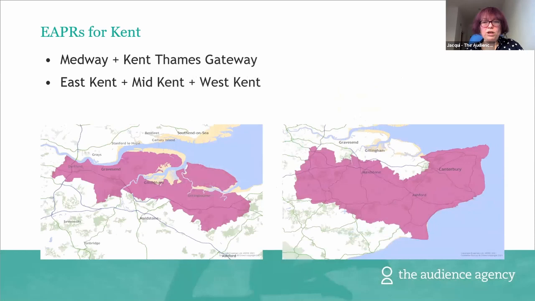So we're going to look at the area profile reports next. There are two which cover your area. One which covers Medway and Kent Thames Gateway, and the other one which covers East, Mid and West Kent. So you can see the two regions there.